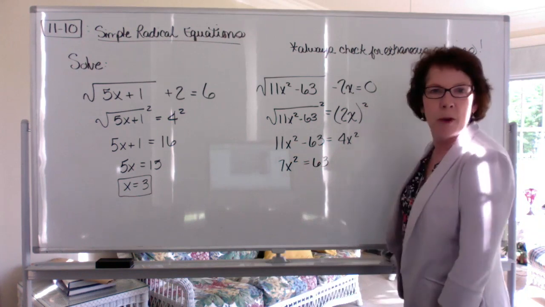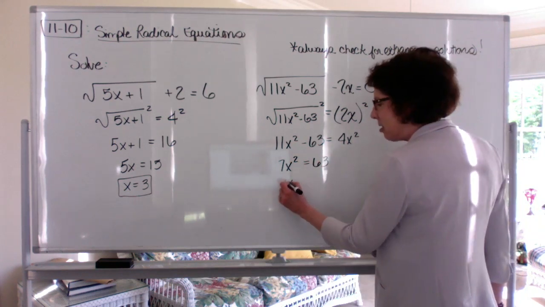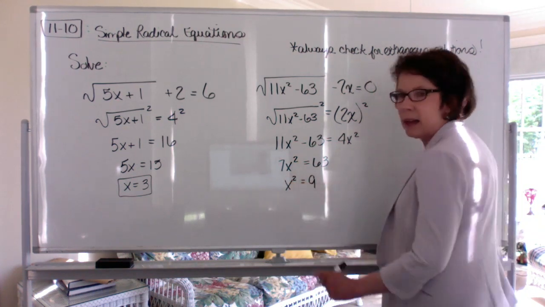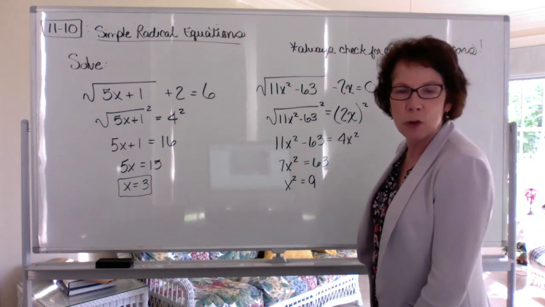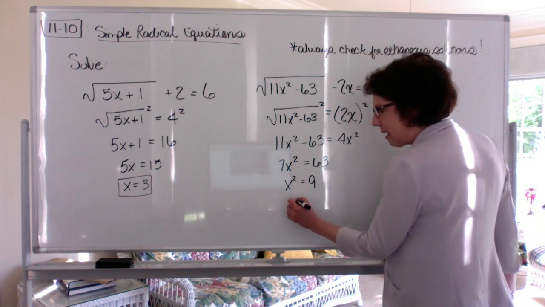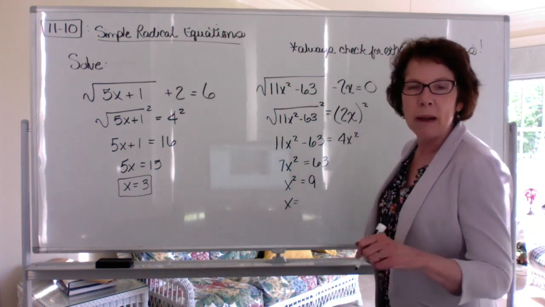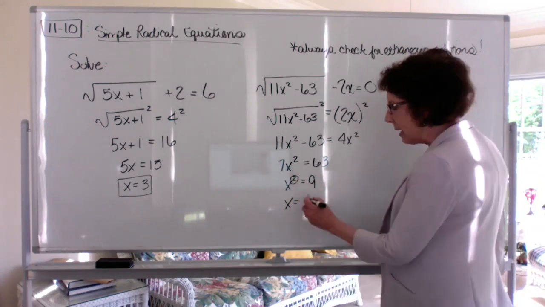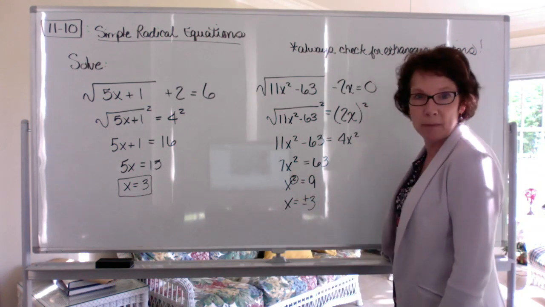What am I going to do to both sides of my equation? I'm going to divide by 7. And so x squared equals what? x squared equals 9. Now, to solve, I'm going to take the square root of the left side, which gives me x. Now, some of you missed this on the quiz. How many solutions are there here? 2. x can equal positive or negative 3.